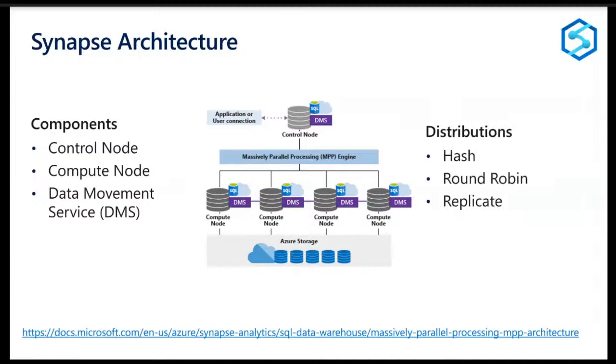In terms of distributing the data, there are three options. The first one is hash, where we use a function to distribute the data across the 60 distributions based on a particular column. The other one is round robin, where all the data gets distributed uniformly across all the 60 nodes. And the third one is replicate.